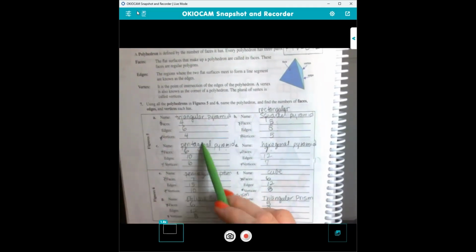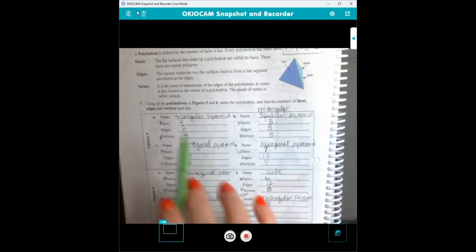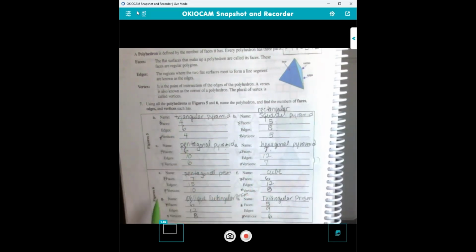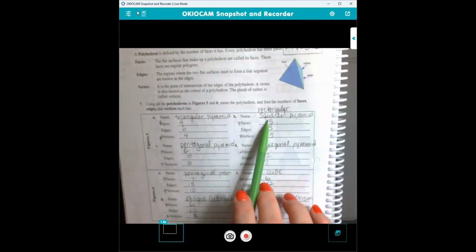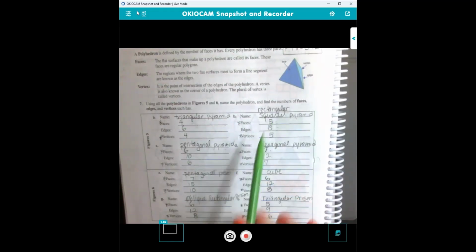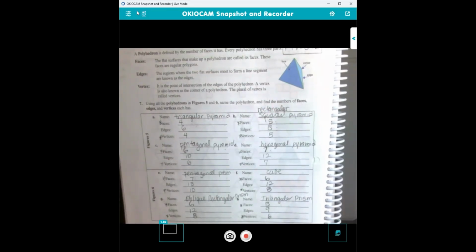Okay. And you're going to see that after we explore, because this is kind of an exploration activity, after you explore figure 5 and figure 6, you explore the number of sides, edges, and vertices. You're going to try to name the figure. Remember, I told you the pyramids are named by their bases, just like the prisms, right? So the prism has two of them, but the pyramid has just one. But they're still named by their bases.